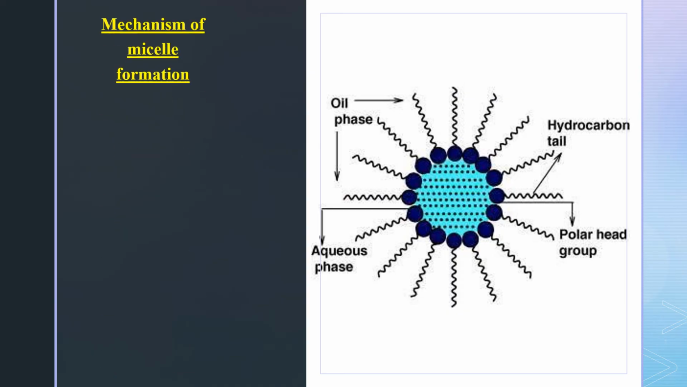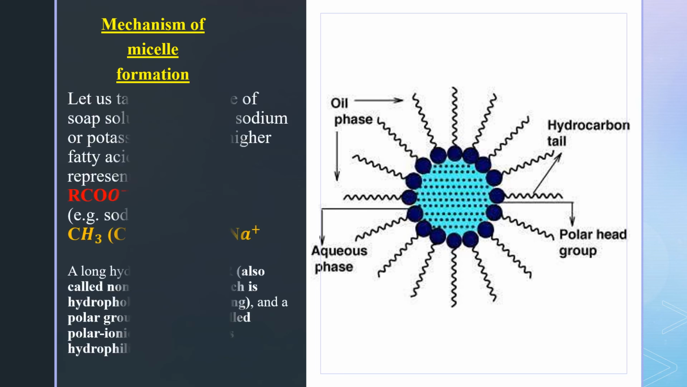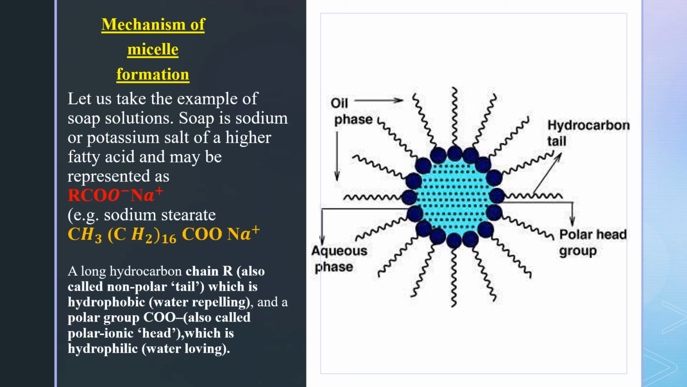So here, mechanism of micelle formation. Let us take an example of soap solution. Soap is a sodium or a potassium salt of higher fatty acid and may be represented as RCOO-Na+ or K+. For example, sodium stearate. Example of sodium stearate is given here, and it contains a long chain hydrocarbon which is denoted by R.